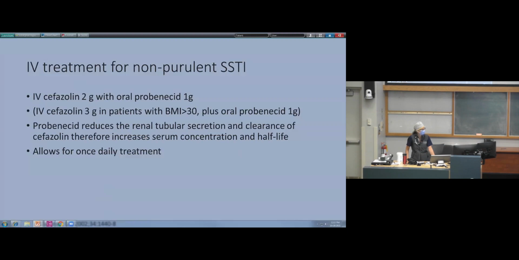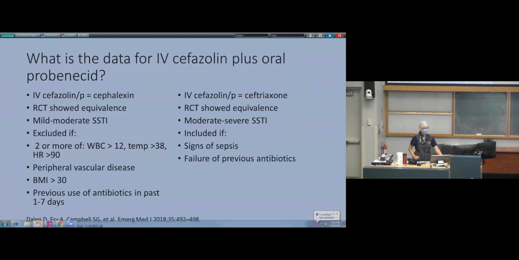This isn't something that you need to do in hospitalized patients because they're not going anywhere. They're in hospital, so they can have the regular cefazolin. But this is useful for outpatients. So what is the data for us actually using IV cefazolin with oral probenecid in this way? And actually, there's not a lot. Okay, I'm going to tell you about this trial on the left of the slide first. So this is a trial that's like 20 years old. And what they did is they randomized patients to either IV ceftriaxone or IV cefazolin with oral probenecid.